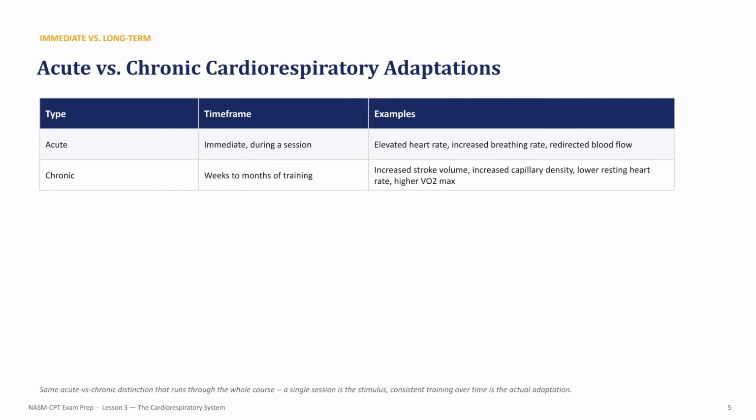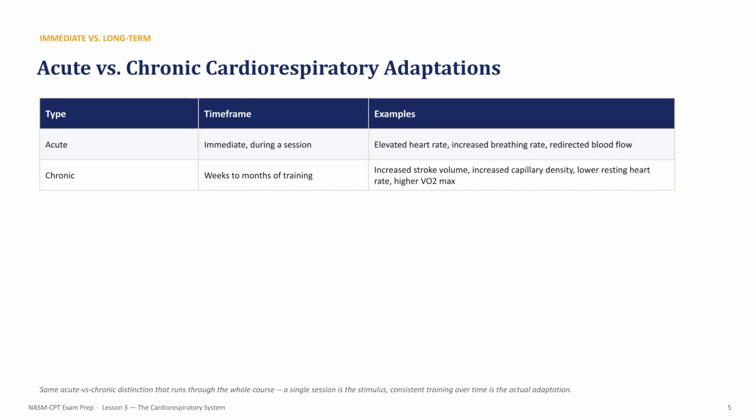Let's look at immediate versus long-term changes. Acute adaptations happen immediately during a single session. Elevated heart rate, increased breathing rate, redirected blood flow. Chronic adaptations build over weeks to months of training. Increased stroke volume, increased capillary density, lower resting heart rate, higher VO2 max. This is the same acute versus chronic distinction that runs through the whole course. A single session is the stimulus. Consistent training over time is the actual adaptation.